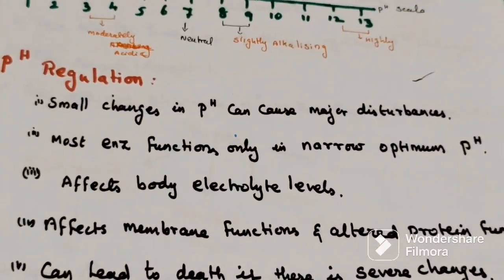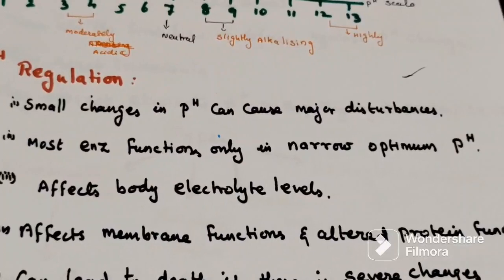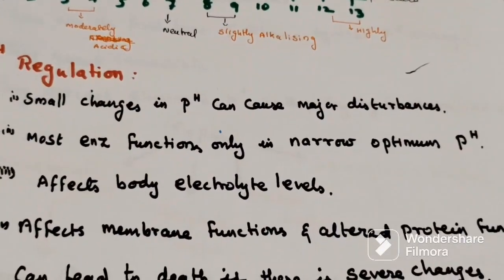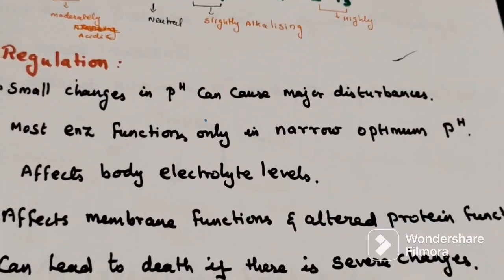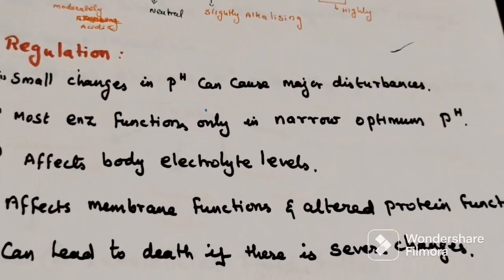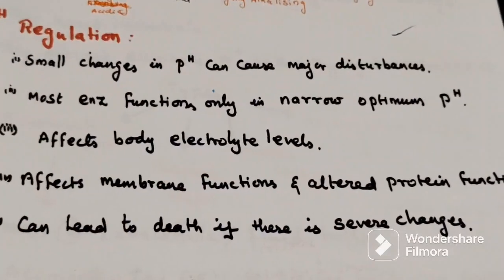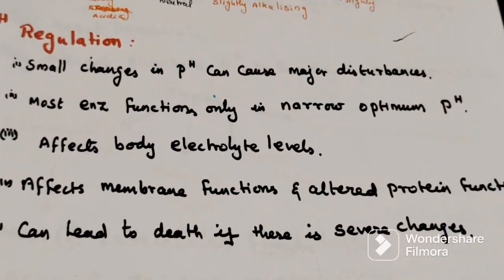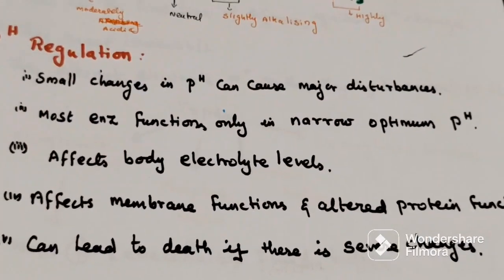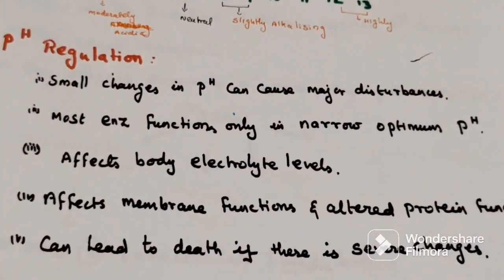So why is this needed? Small changes also cause major disturbance in our body. Most enzymes function in a narrow pH only. It affects body electrolyte levels, membrane functions and protein functions. Then it can lead to death in severe changes. That's why pH regulation is needed.